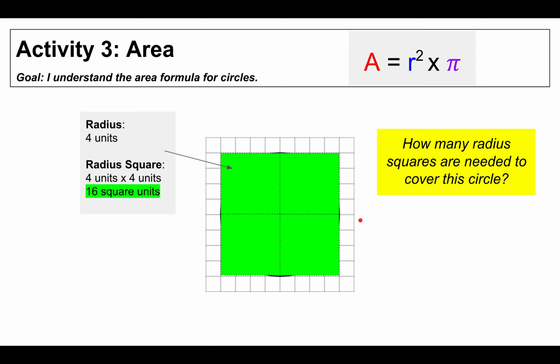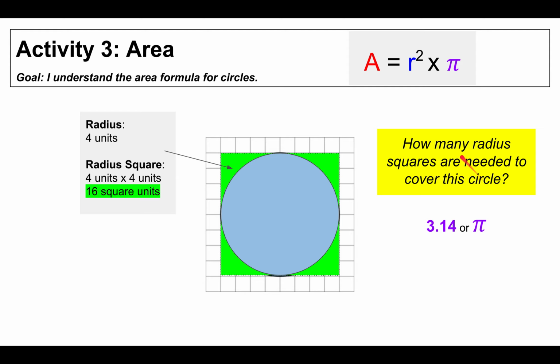So 3 radius squares was not enough. 4 covered it, but too much. If this was the original circle, you can see all this extra hanging off the side here. So 3 radius squares wasn't enough. 4 was too much. I wonder how many radius squares you might need to cover this circle. 3 is not enough. 4 is too much. Hopefully you guessed 3.14, which is pi, and you would be correct.